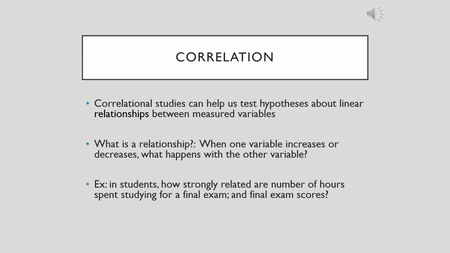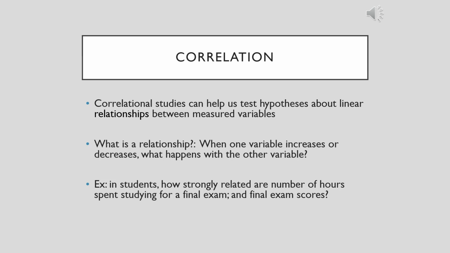And what do I mean by relationship? I mean, when somebody scores really highly on a variable, as one variable tends to increase, what happens with the other variable? For example, in students, what is the relationship between the number of hours spent studying for a final exam and the final exam score?